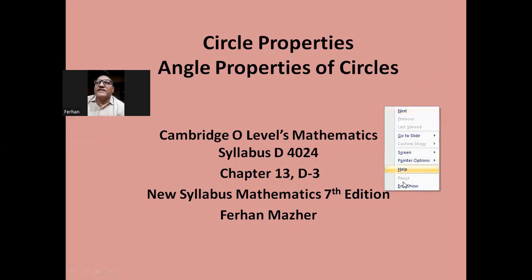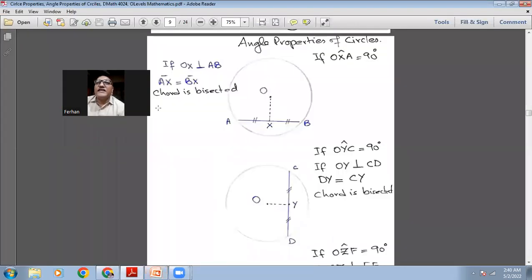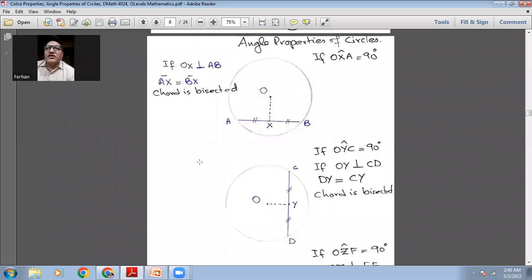So let's start today's lecture. The first thing coming up on your screen: these are the angle properties. For example, if you have a chord, and what is the chord? A chord is a line which joins 2 points of the circle. For example, AB is a chord, and this is the center of the circle. We named it as O, and OX is the line segment coming from the center onto the chord AB.